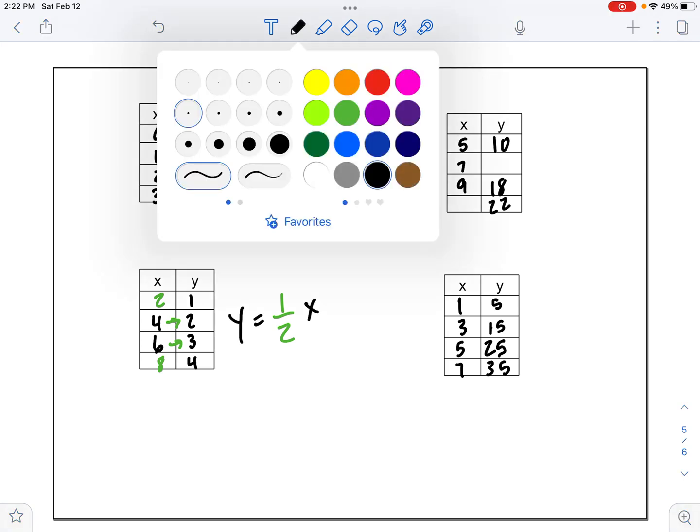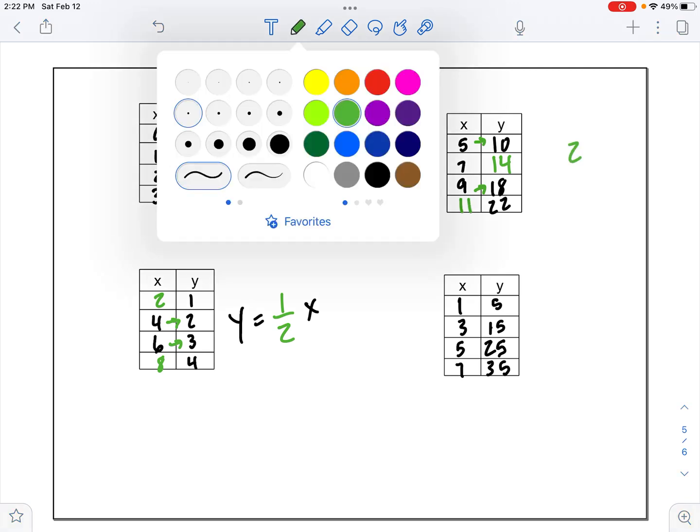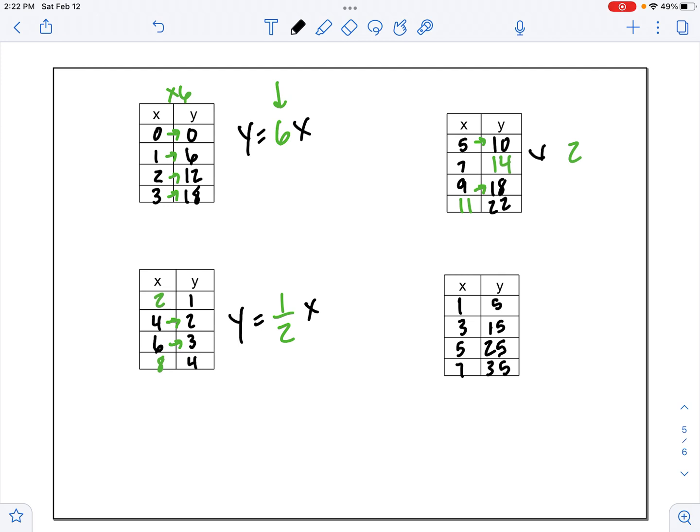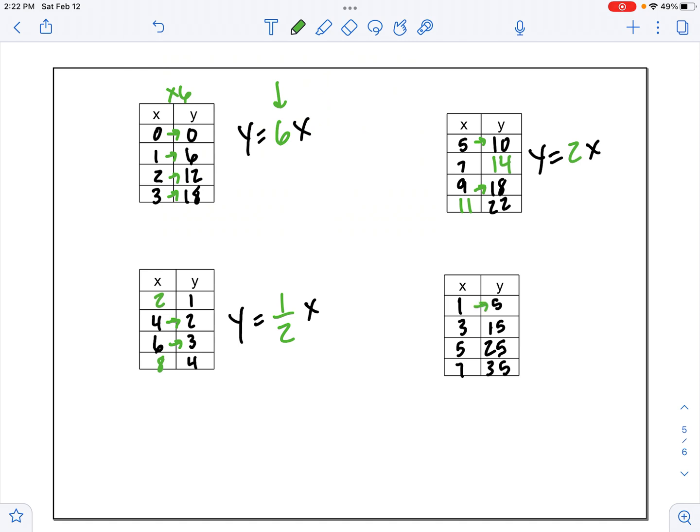And then let's look over here. So this is a times 2, and this is also a times 2. So that makes this 14 and this 11. So 2 becomes my k. And then let's look at this one down here. Looks like times 5 is working all the way down. So 5 now becomes my k value.